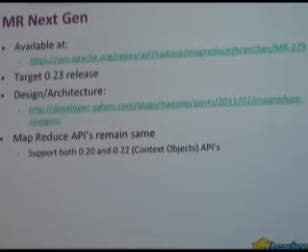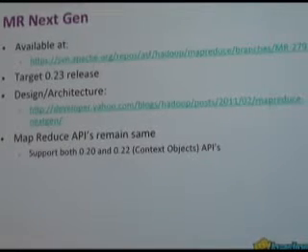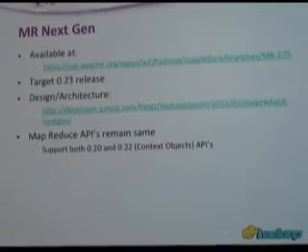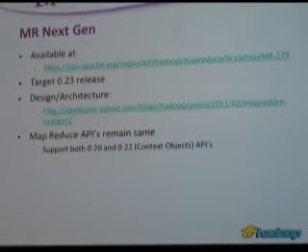So the current status of MapReduce Next that we've open sourced, I think everybody should be aware of that. This is available on SVN branch MR279. Our target is the 0.23 release. And the design architecture has been posted, there's a blog post that Arun has made. You can read through it to go into the details of what the design looks like. And the MapReduce APIs for 0.20 and 0.22 are supported, so there is no user-facing change at all.